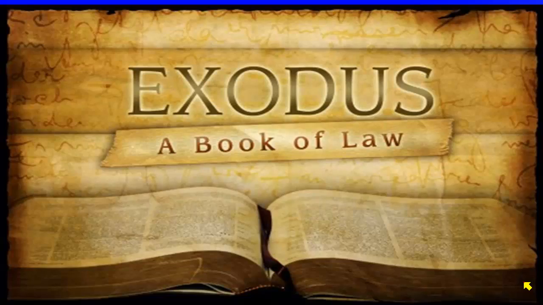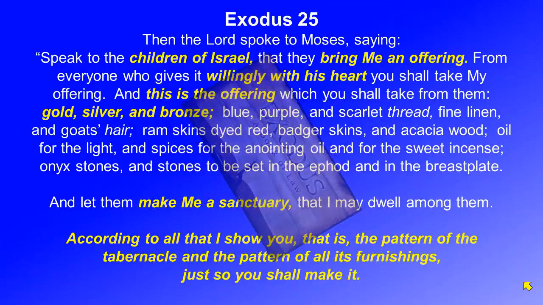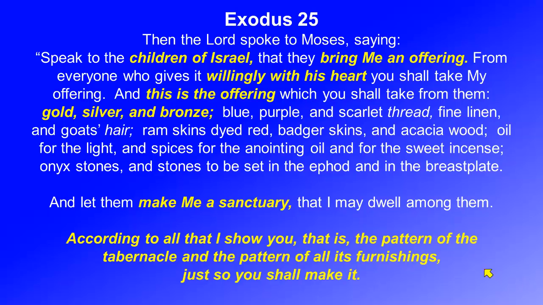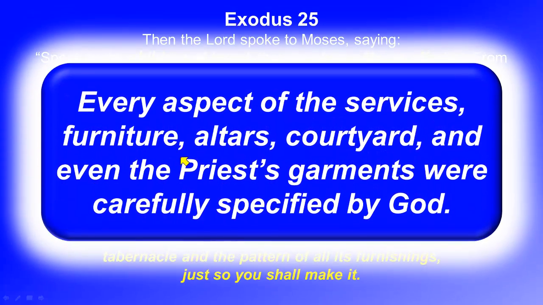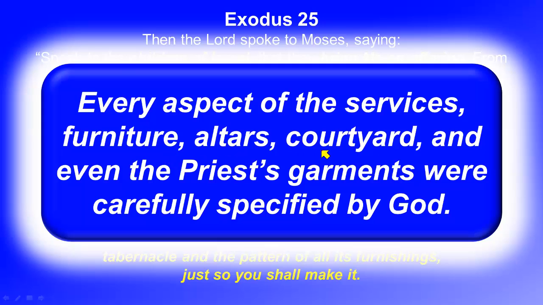We find in the book of Exodus in chapters 25 and 26 where God documents to Moses what he wants made. And here it says, "And let them make me a sanctuary that I may dwell among them." So every aspect of the services, the furniture, the altars, the courtroom, and even the priest's garments were carefully specified by God. And you can take the time to read this. It's in Exodus 25 and 26.